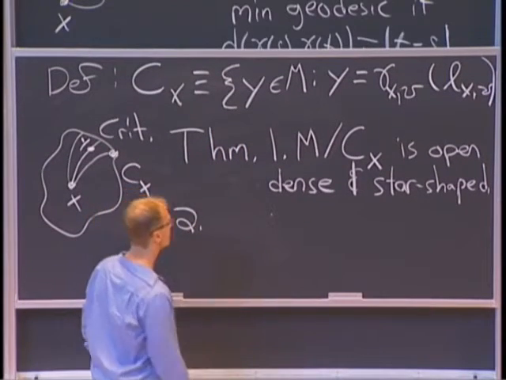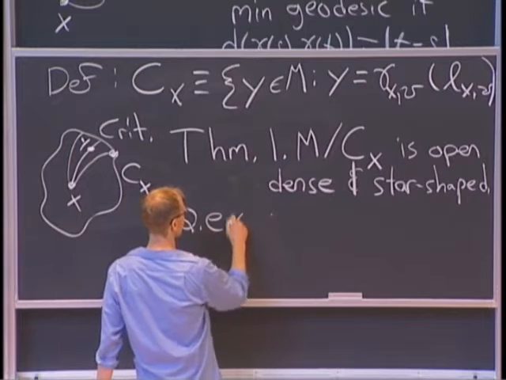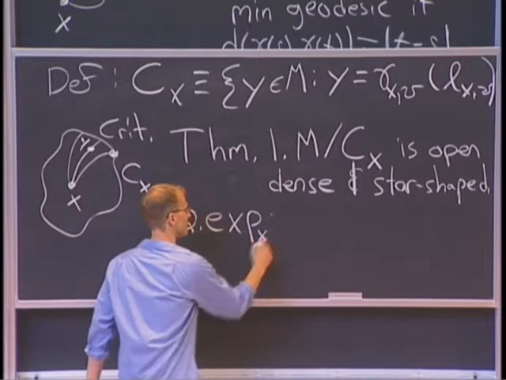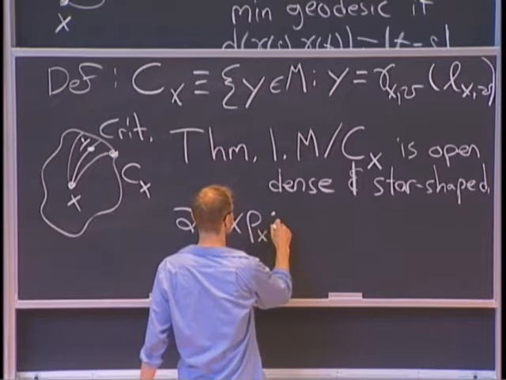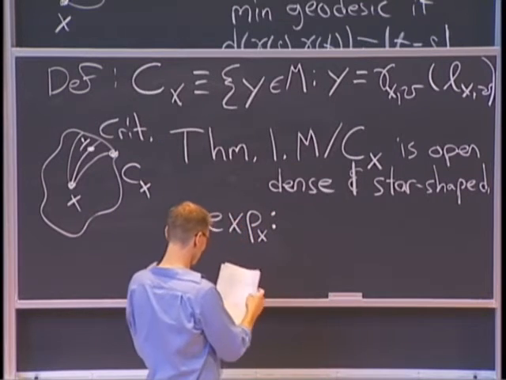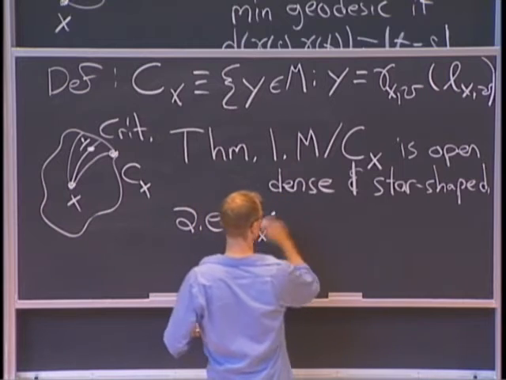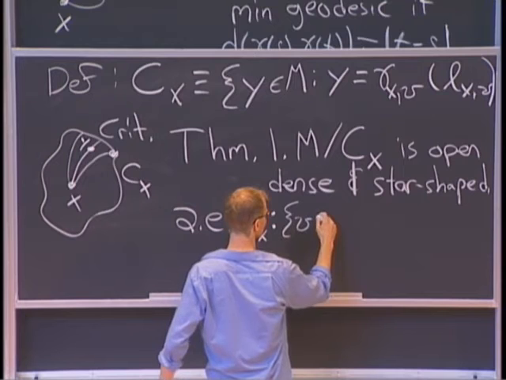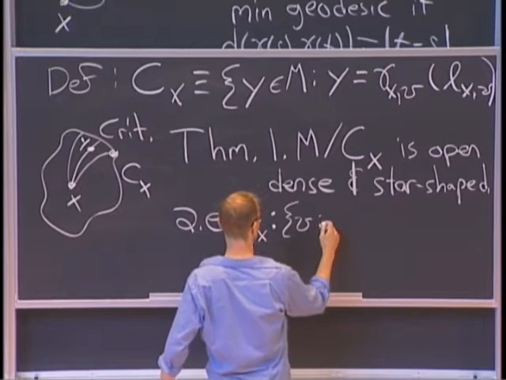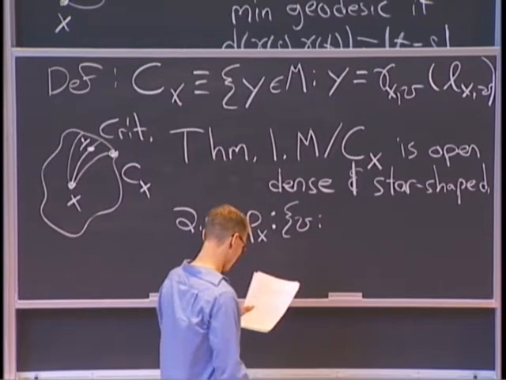Second point we need to know: if we look at the exponential map at x, and we restrict ourselves to the collection of v, wait, what am I saying?